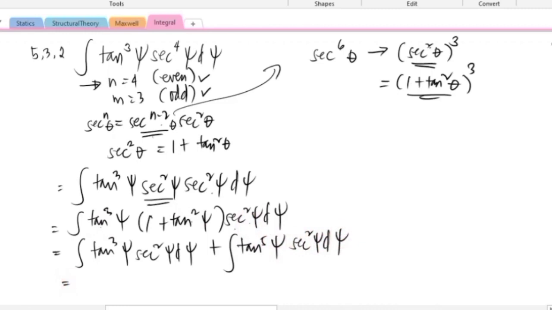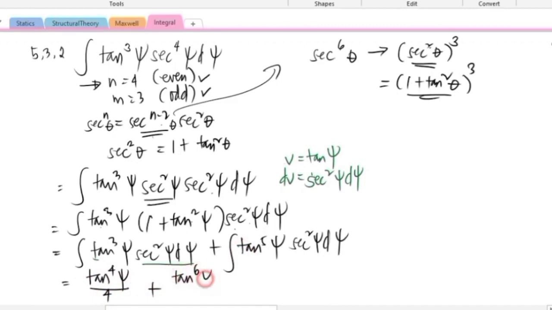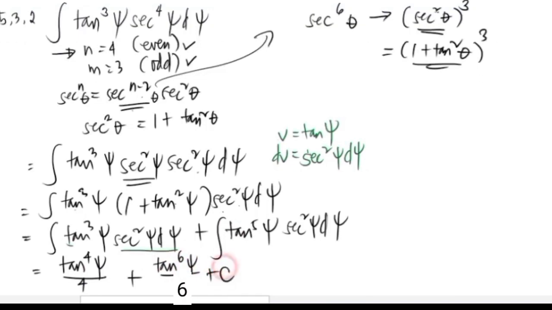And since paulit-ulit nating sinasabi that if we are going to let v is equal to tangent psi, so your dv is equal to secant square psi d psi. So since ito ay derivative ng tangent, so therefore we can now directly apply the general power formula. So we have here tangent to the 4th psi over 4 plus ito. So that's n plus 1 over n plus 1, tangent to the 6th of psi over 6 plus c.